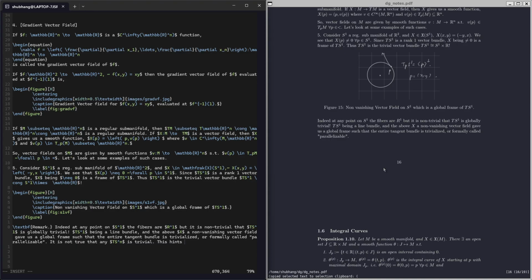This hints towards the importance of non-vanishing vector fields, and the obvious importance of global frames.